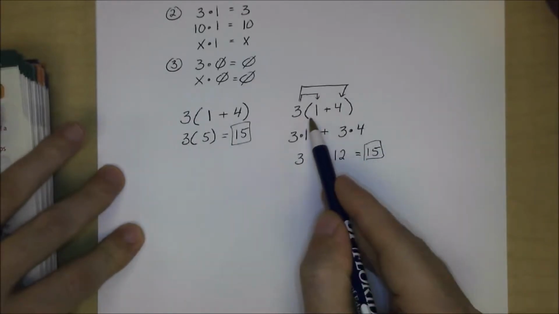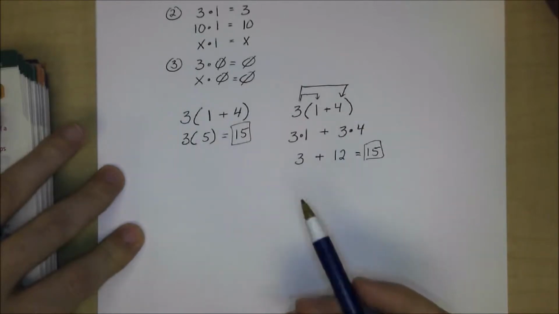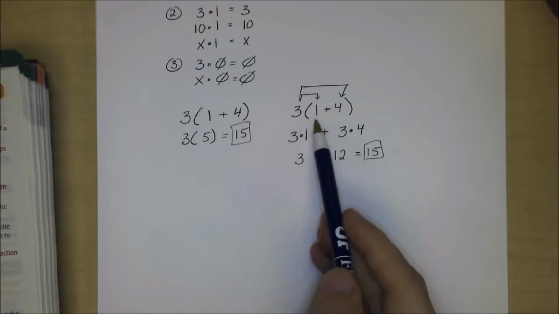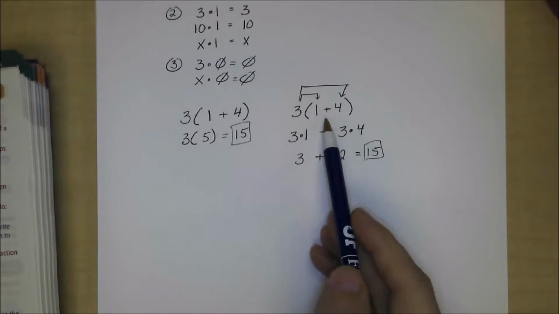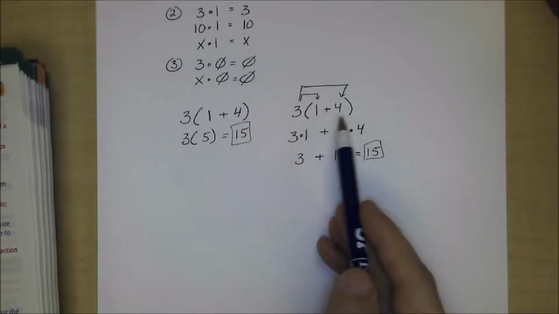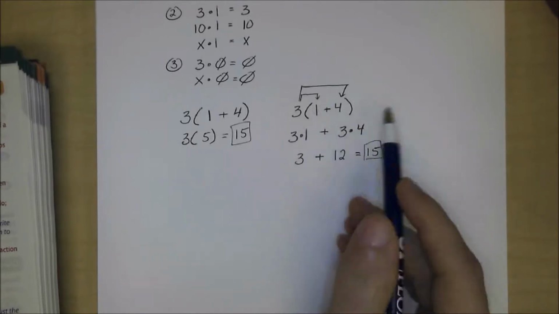You're probably wondering, why would we do it this way? If it's more complicated, why not just do it this way? It's a lot easier. Well, the reason why is because sometimes you're not going to have numbers in here. Sometimes you're going to have variables in here. And we need to be able to use this distributive property to multiply things when we have variables. So let's start out with an example just like this.